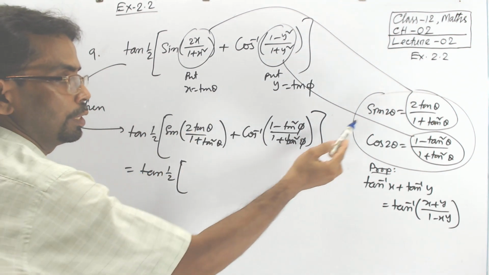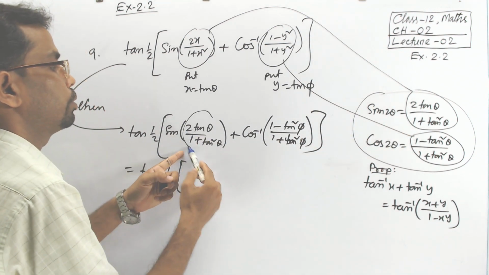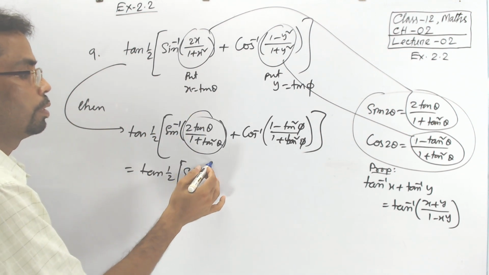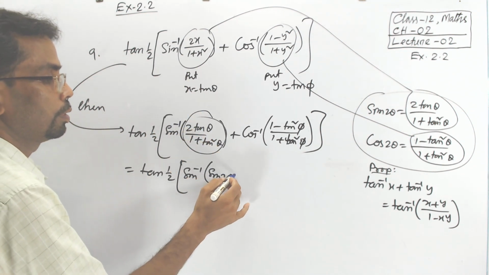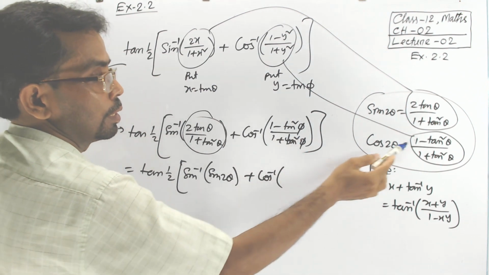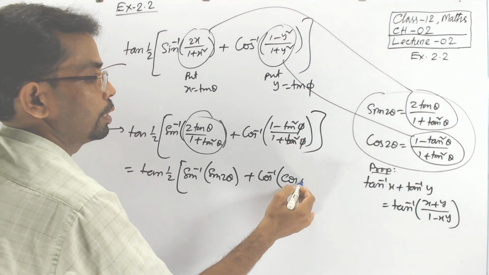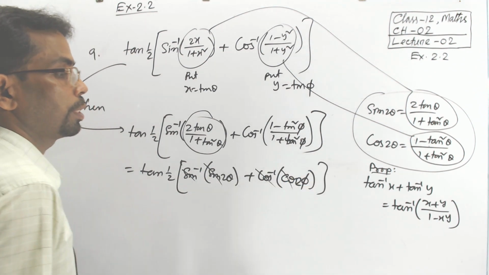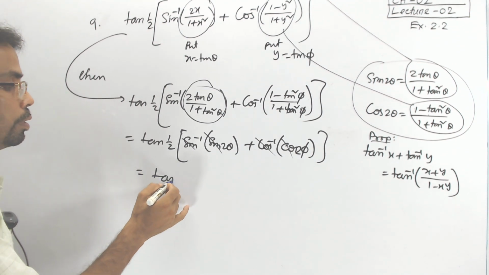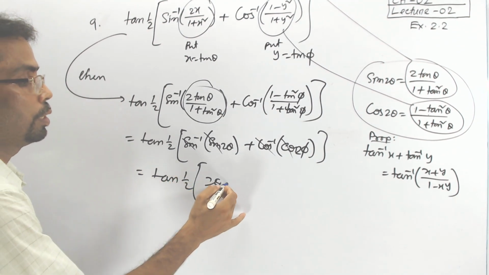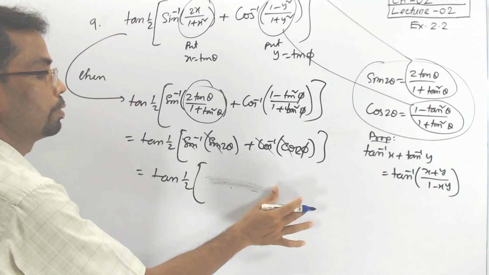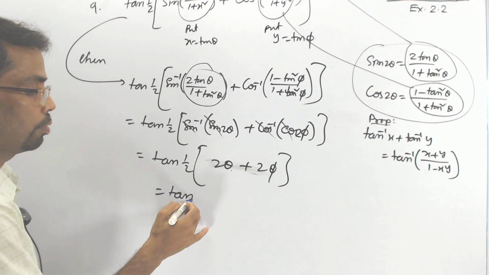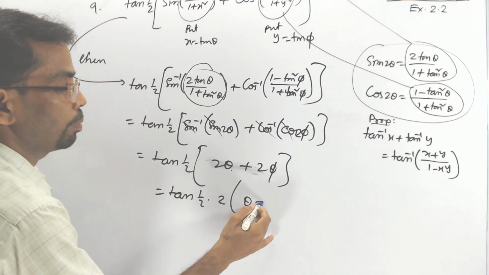Then this is the first identity, the identity of sin 2 theta. This term, sine of, here it must be inverse. So this is sin 2 theta and cos inverse of, this is the second identity, it is cos 2 theta. Here it is cos twice phi. Then sin inverse sin cancel, cos inverse cos cancel. What is remaining? 2 theta plus twice phi. Then tan of 1 by 2, 2 common, theta plus phi.